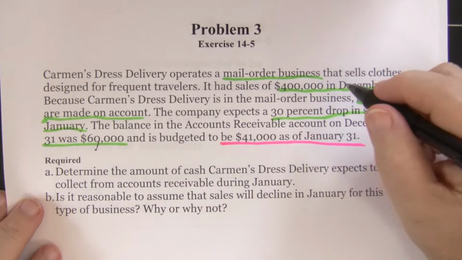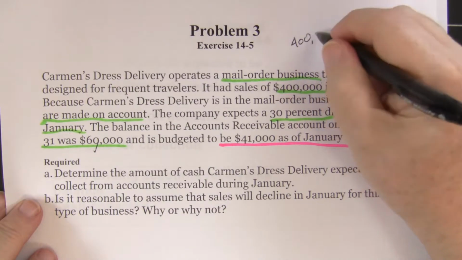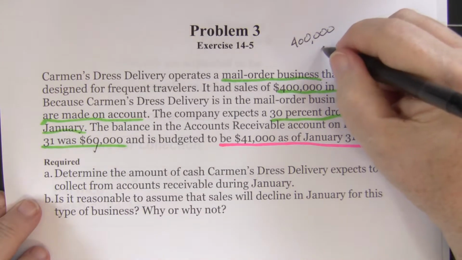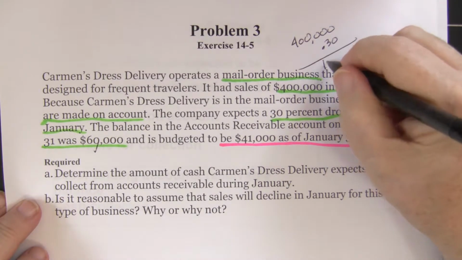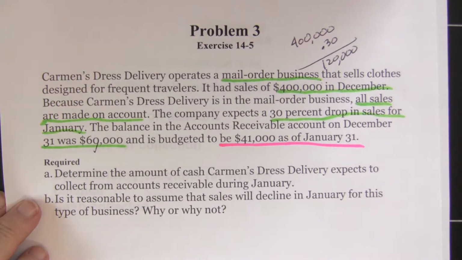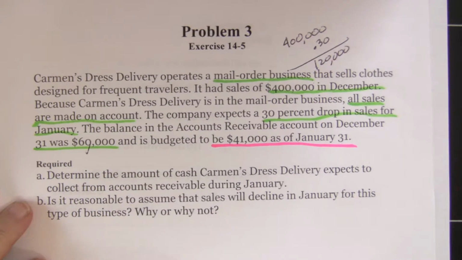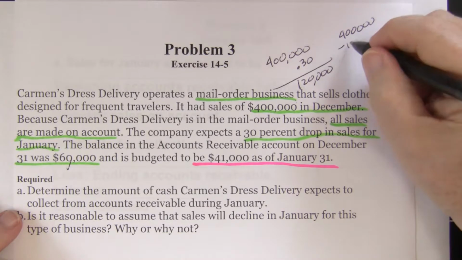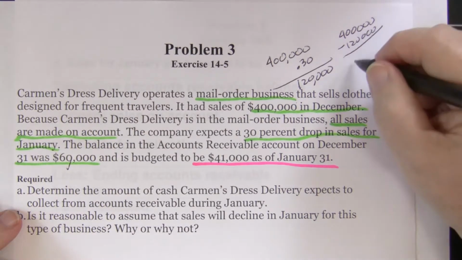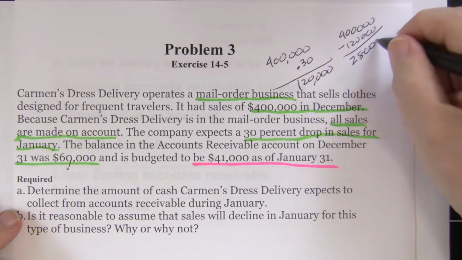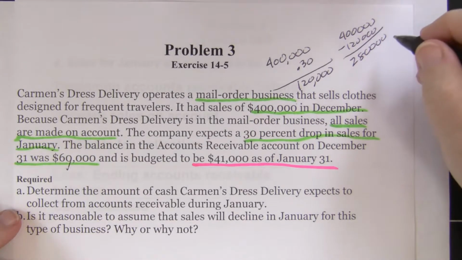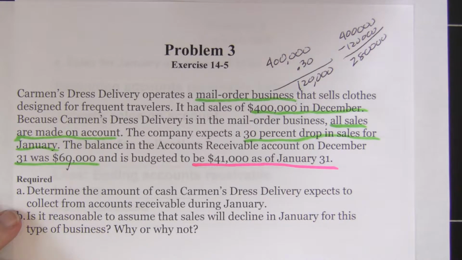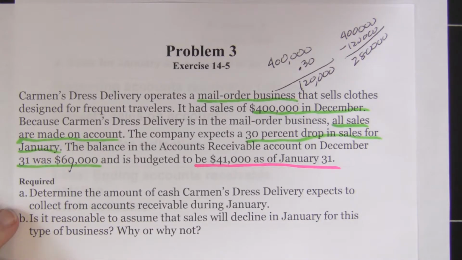In December, they had $400,000 worth of sales. They expect a 30% drop, or they expect sales to go down $120,000. So, 400 is what we had, minus the 120 that we expect to go down, $280,000 is what we expect. Now, that's the official way to do that.